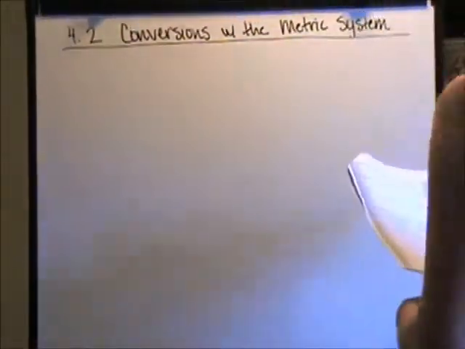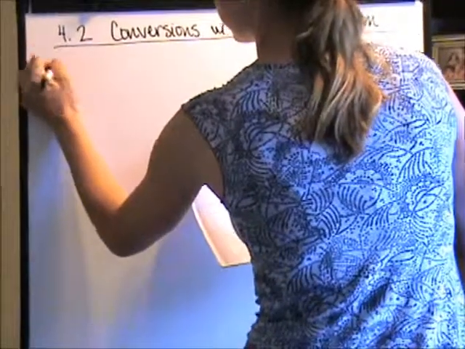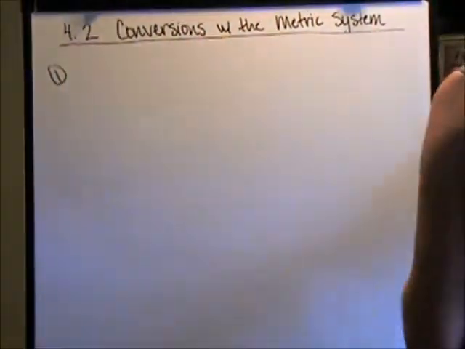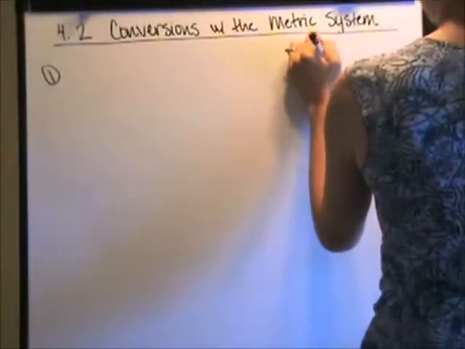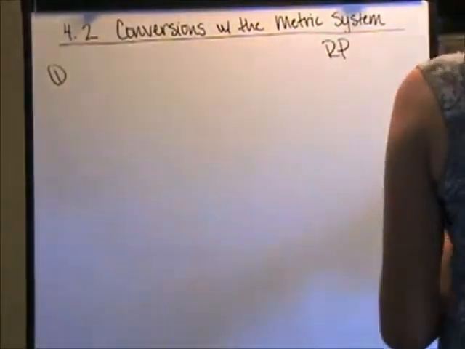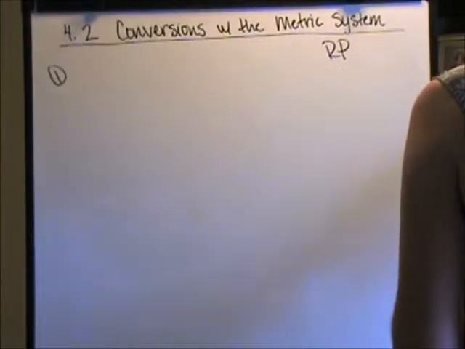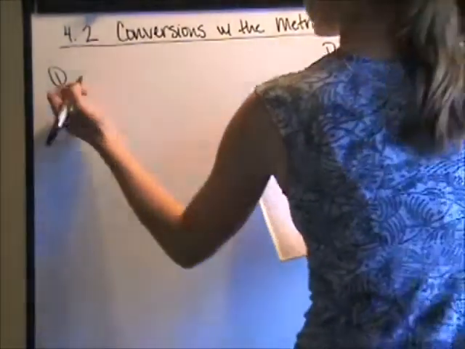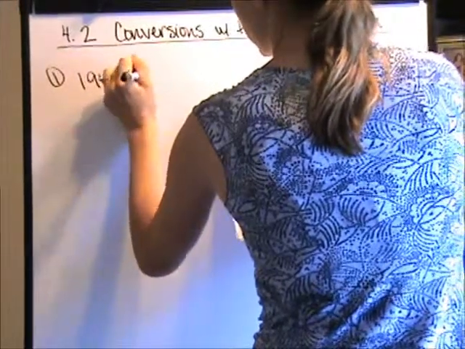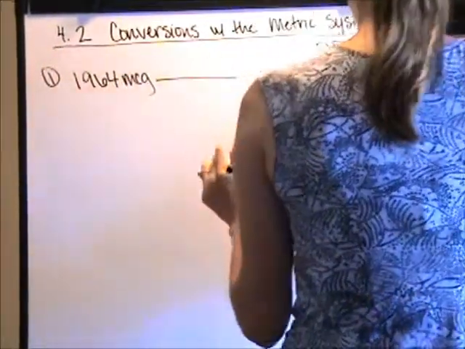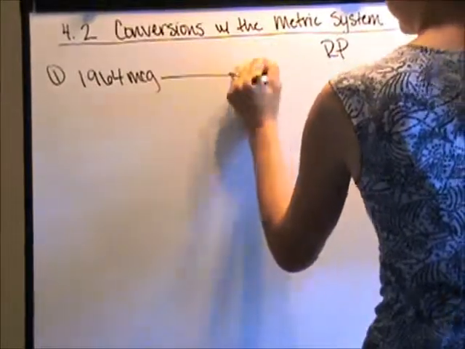So let's take a look at some of the problems from the problem set on page 85. The first one, number 1, we're going to convert the following units within the metric system by using the ratio proportion method, and retain all significant figures and do not round the answers. So the first one, 1964 micrograms, and we're going to convert that to milligrams.